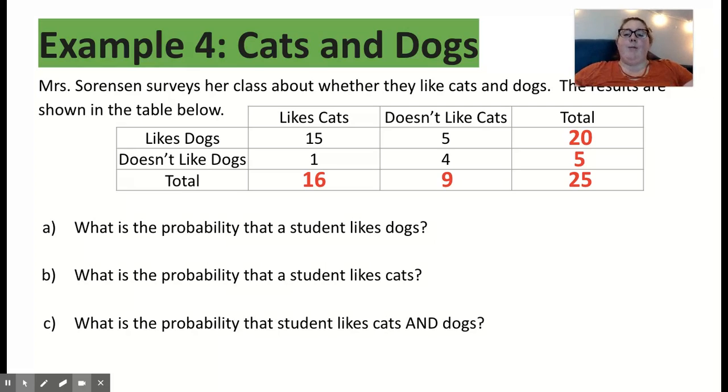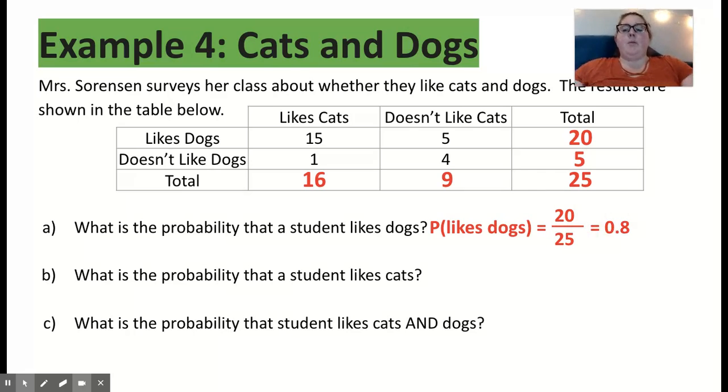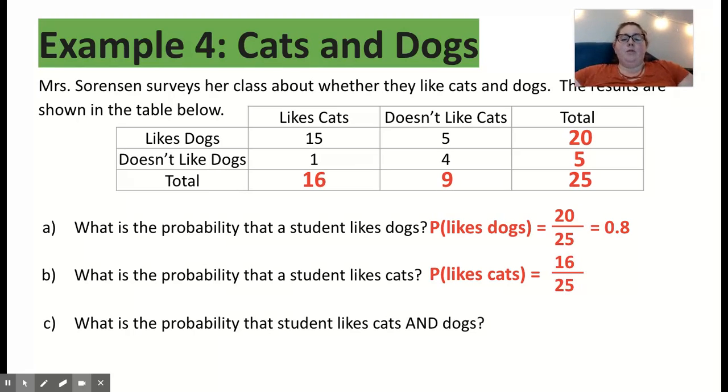So part A, what's the probability that a student likes dogs? So for the probability that someone likes dogs, my basic probability, I'm going to do the number of people who like dogs, which is 20. 20 people total like dogs, out of the total number of students in the class, which is 25. So 20 out of 25, which is 0.8. Part B, what's the probability that a student likes cats? So same idea, probability of likes cats. We want the number of people who like cats, which total is 16 out of 25 total. 16 out of 25 is 0.64.